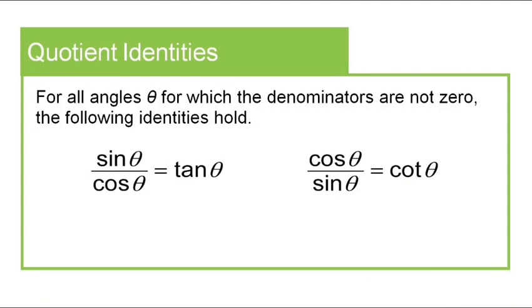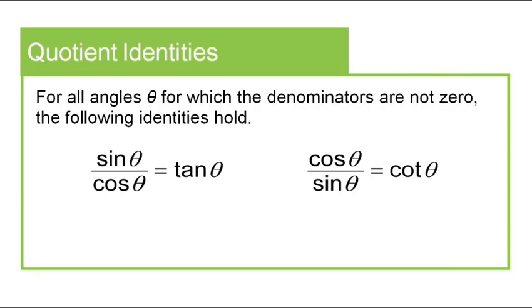Now let's take a look at the quotient identities. Sine over cosine equals tangent, and the reciprocal of sine over cosine equals the reciprocal of tangent. So cosine over sine equals cotangent. You do not have to memorize these identities in this chapter. We'll definitely see these again in chapter 5, and we'll memorize them later.